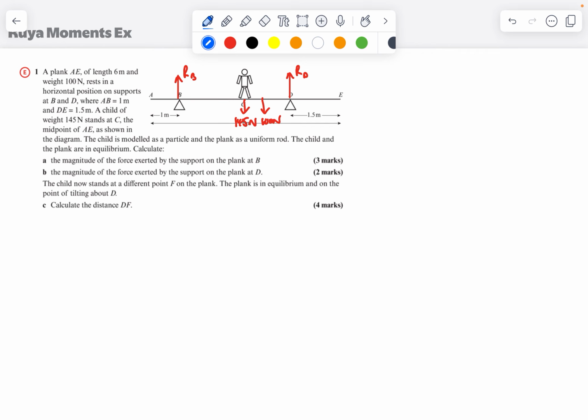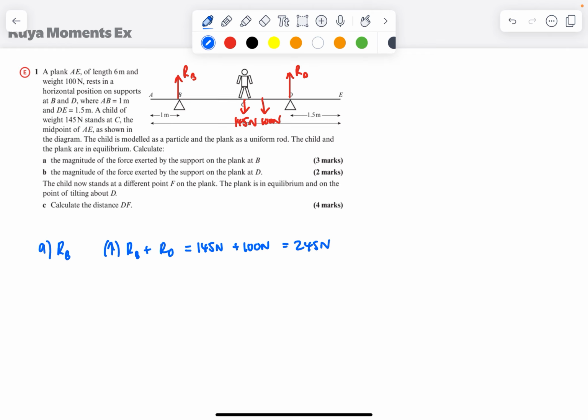Right, okay, so now part A says the magnitude of the force exerted by the support on the plank at B. So that means we want to find RB. Right, now if we think in the vertical plane, I've got two forces going up, which is RB plus RD. Two forces going down, which is 145 newtons plus 100 newtons. So that's 245 newtons. Okay, they've got to be in balance because our plank is not moving up and down. It may tilt, but it's not moving up or down.